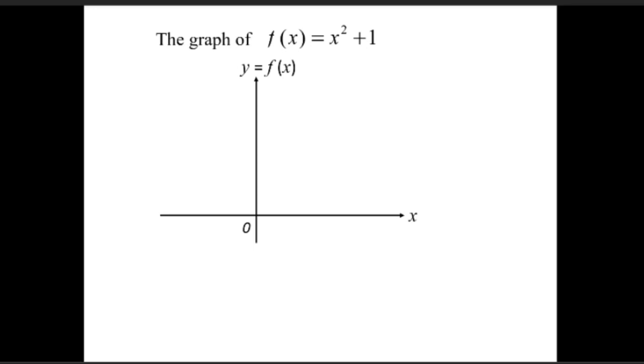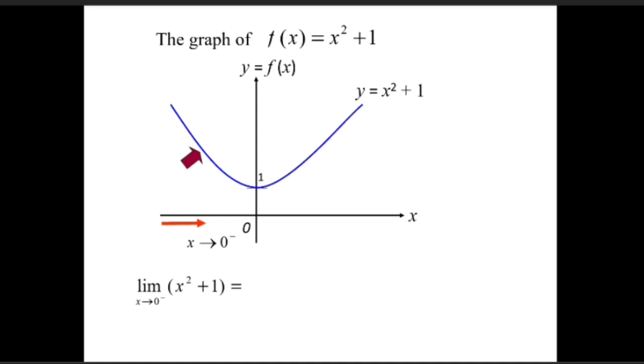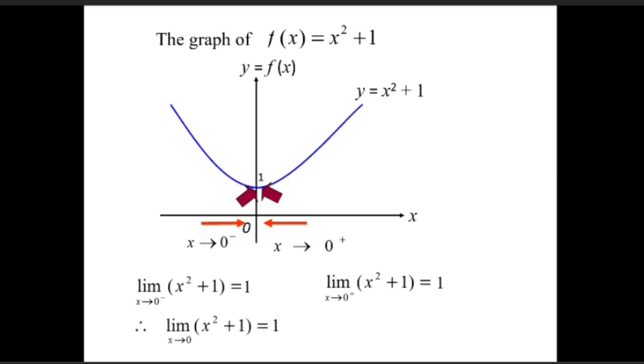Let us visualize by sketching a graph. For example, this is your graph, x squared plus 1. From the left side, the value of y is equal to 1. And from the right side, the value of y is equal to 1 at x equal to 0. So since the value of the limit from both the left and right side is approaching the same value, which is 1, then our answer is 1.